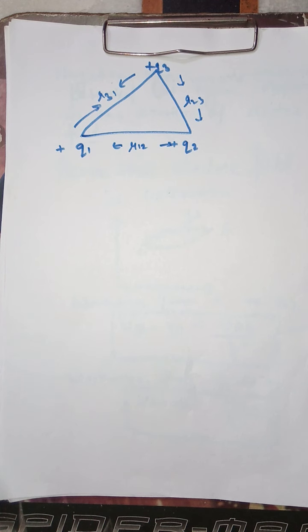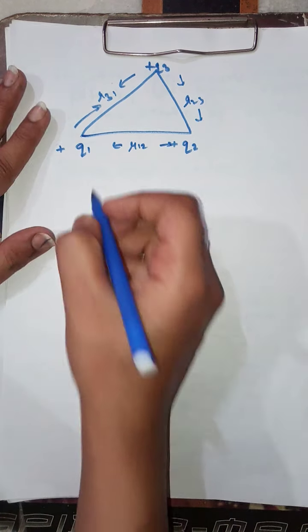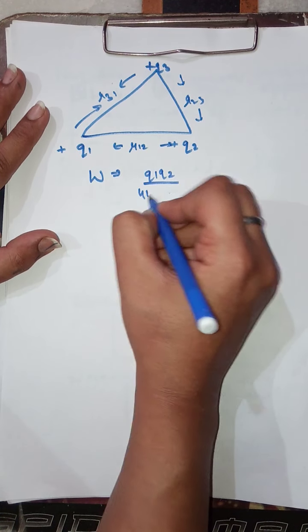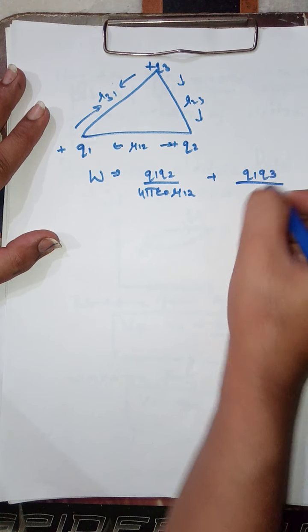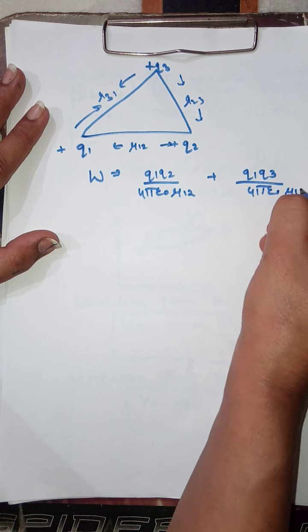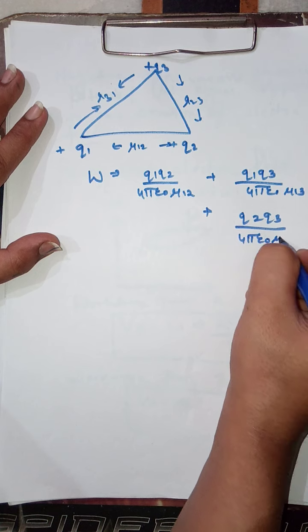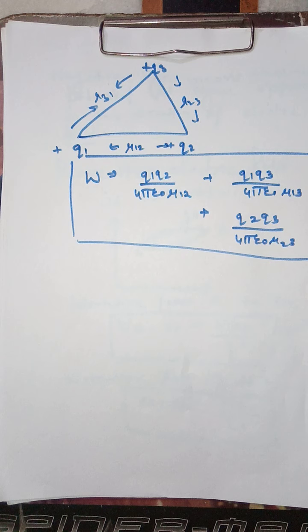So what is the total work done in the system of these three charges, or what is the potential energy for the system of these three charges under consideration? The work done or the potential energy is given by q1 q2 by 4 pi epsilon naught r12 plus q1 q3 by 4 pi epsilon naught r13 plus q2 q3 by 4 pi epsilon naught r23. This is the resultant, or the answer, which we have achieved step by step.